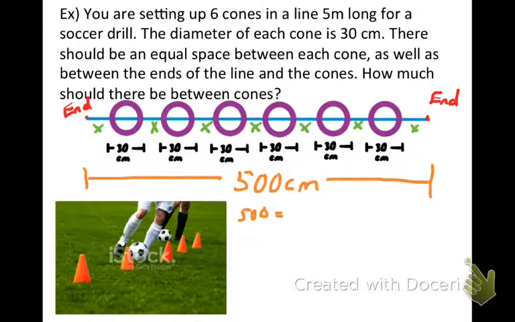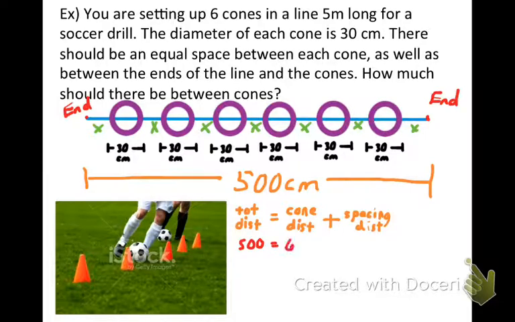Then, you know what, I'll tell you what, I'm going to make a verbal model here anyway based on that picture. Total distance, we'll say, is going to be equal to the cone distance plus the distance between the cones, or the space distance I'm going to call it. All right, and here's how we're going to come up with that. We know that this is 500, the total distance. The cones, there are 6 of them, and they're each 30 centimeters in diameter. So that'll be the cone distance.